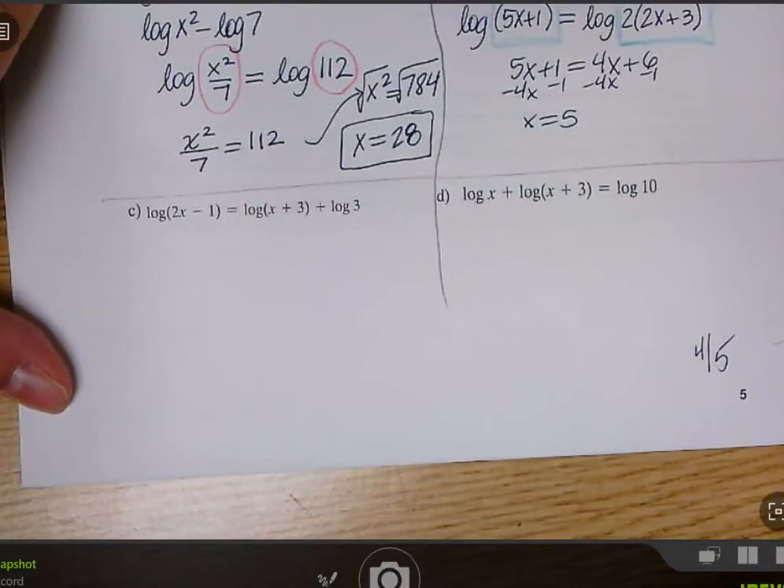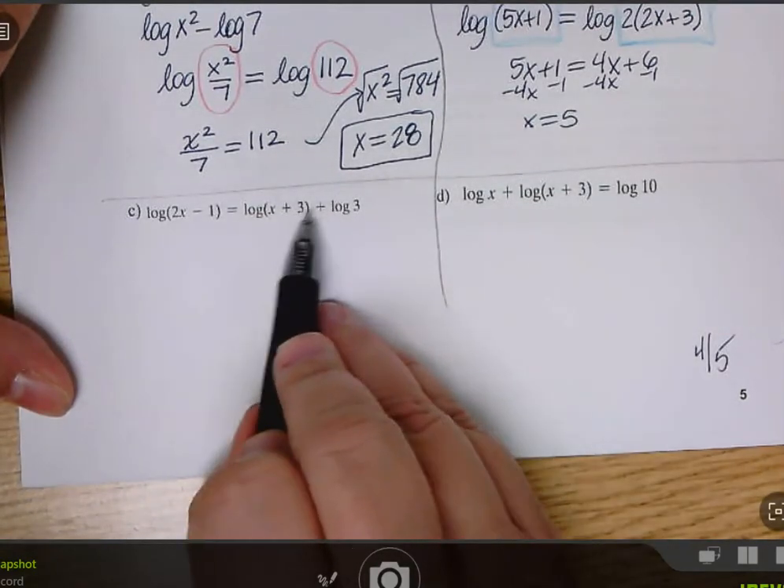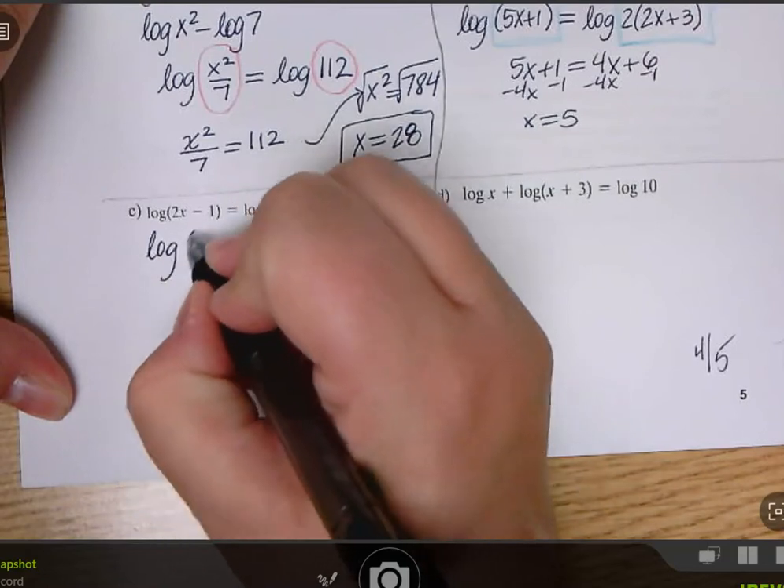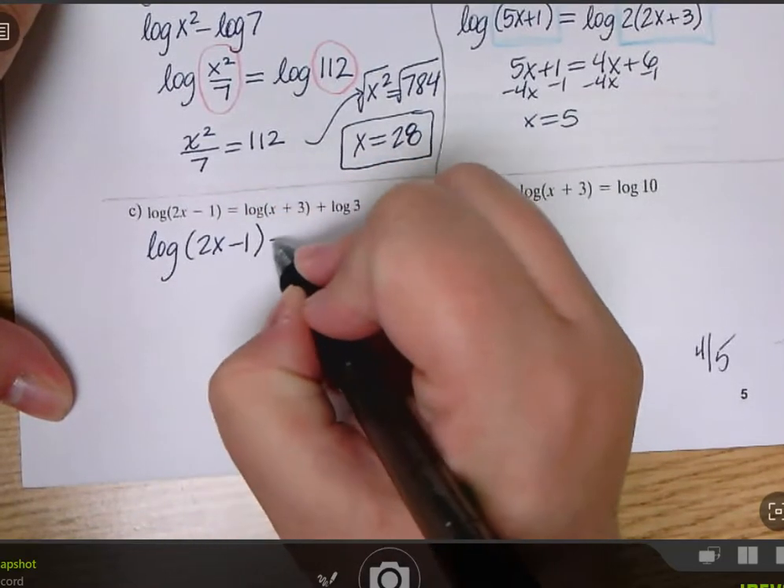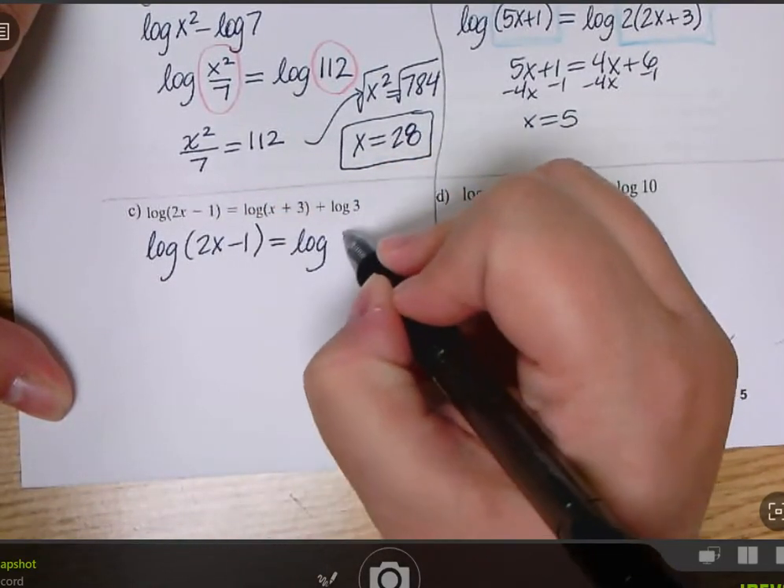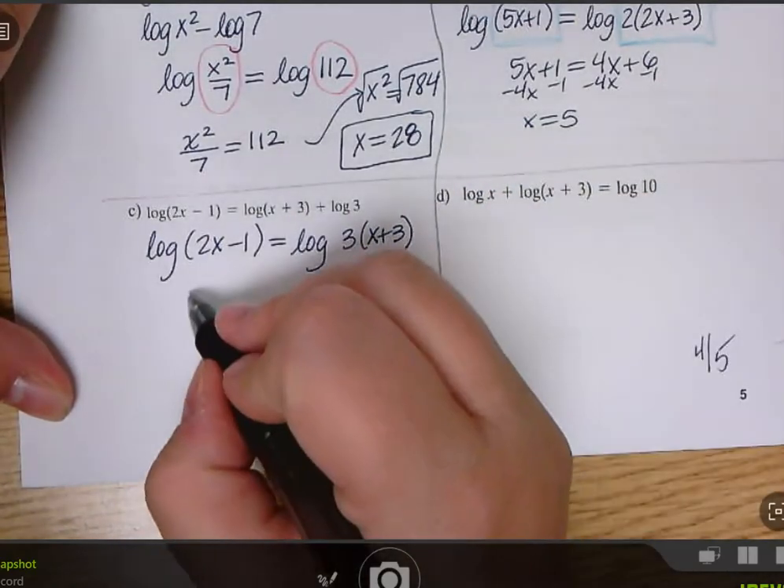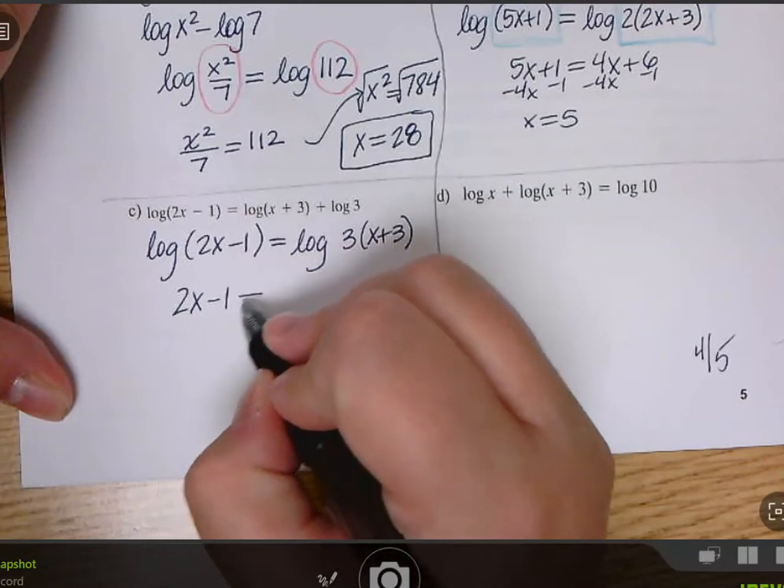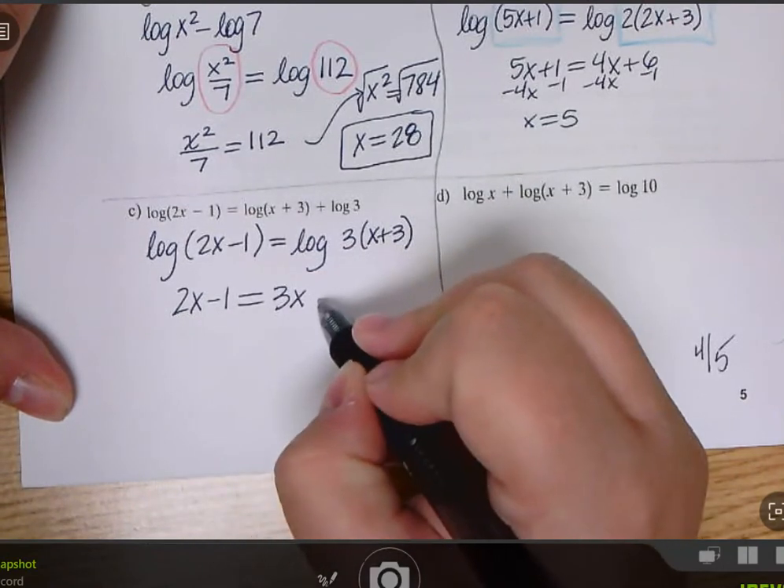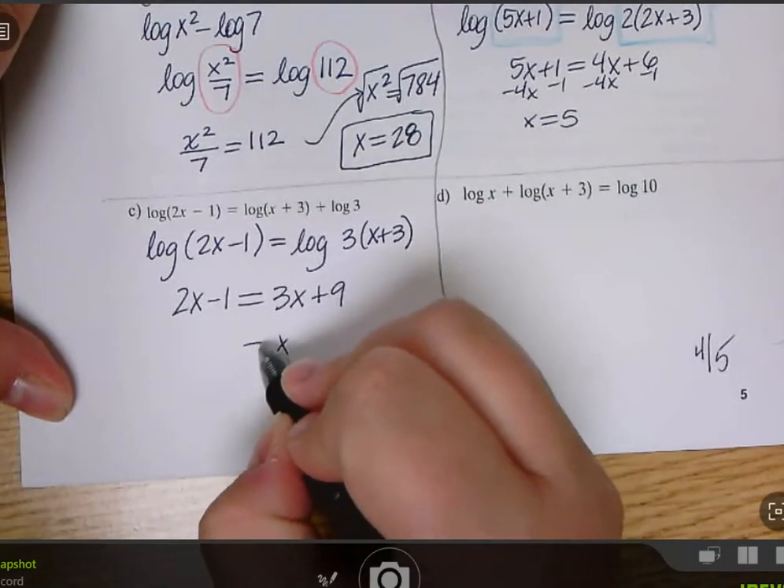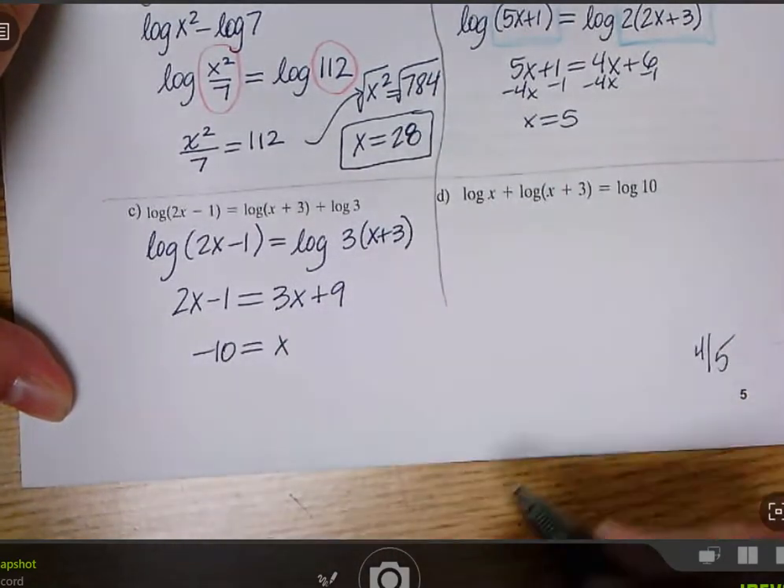Same thing, 2 more. Add, so this is going to go together as multiplication. So I have log of 2x minus 1 equals log of 3 times x plus 3. So 2x minus 1 equals 3 times x plus 3 times 3. When I solve that, I get negative 10.